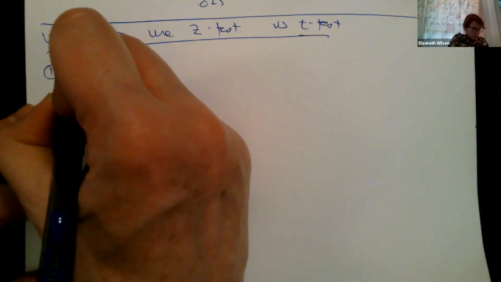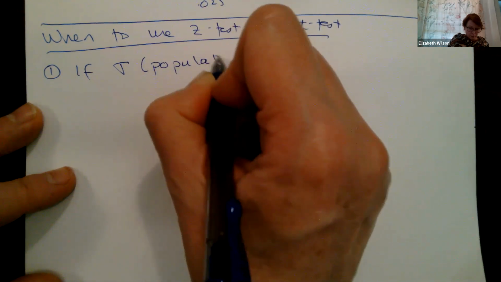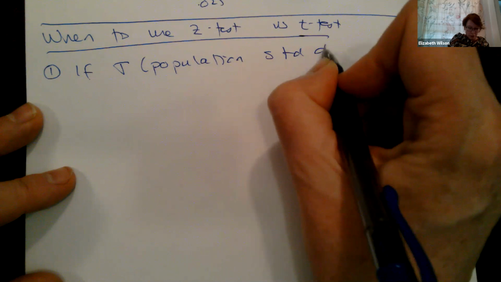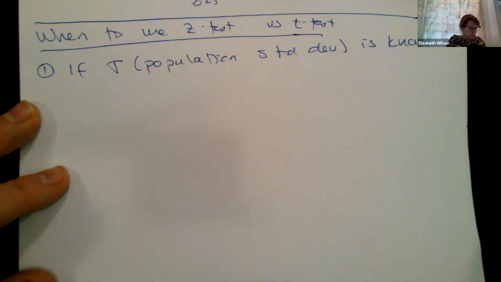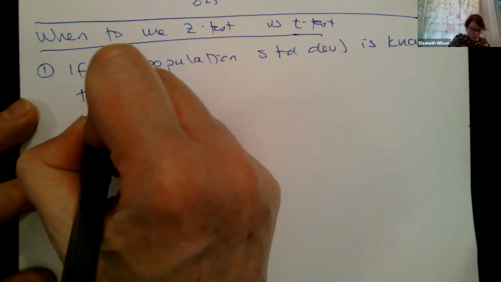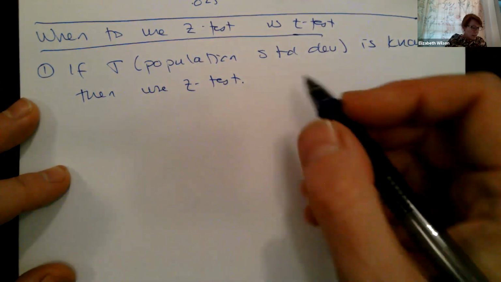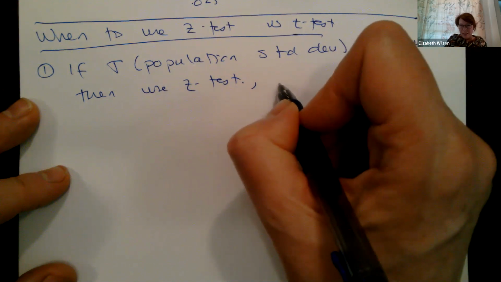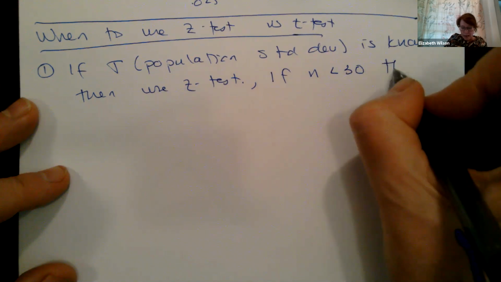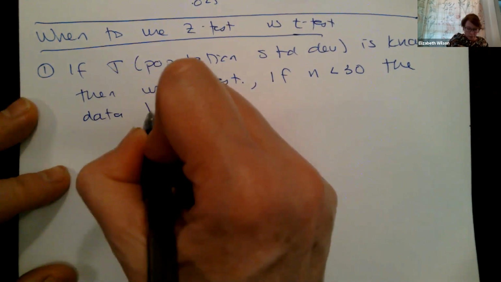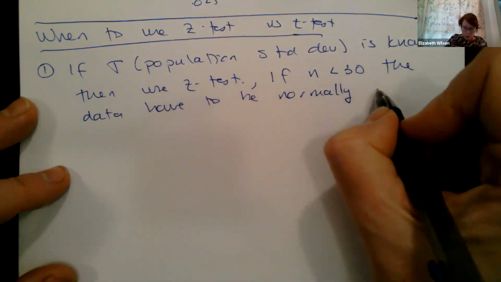Basically, if our population standard deviation is known, then we can use our z-test. It gives information about the population, okay? Unless our n is less than 30, then we can use our t-test. If the n is less than 30, the data have to be normally distributed. We can't make the assumption that it will be.